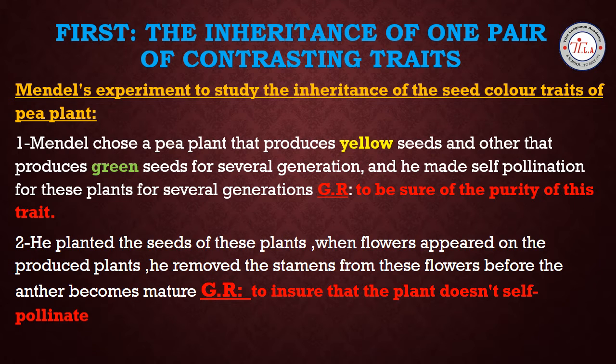Number 2, he planted the seeds of these plants when flowers appeared on the produced plants. He removed the stamens from these flowers before anther becomes mature. Why? To ensure that the plant doesn't self-pollinate.